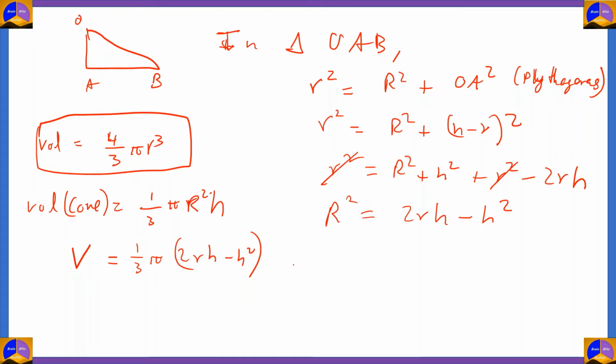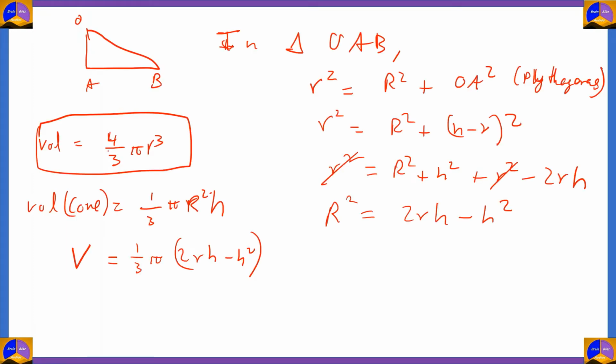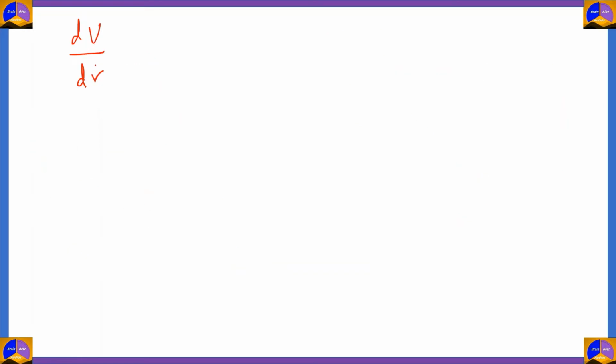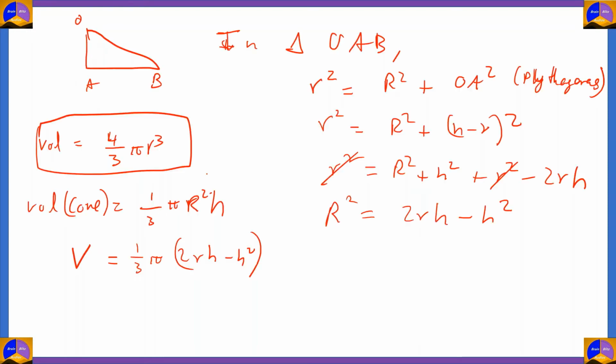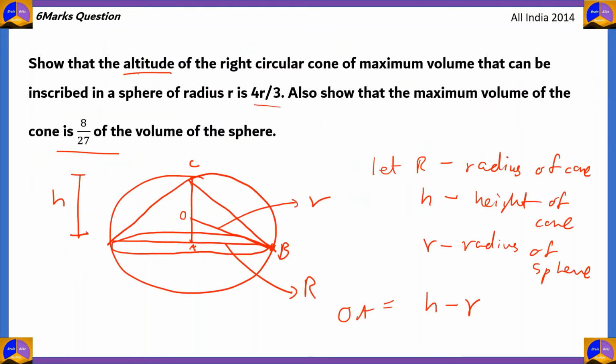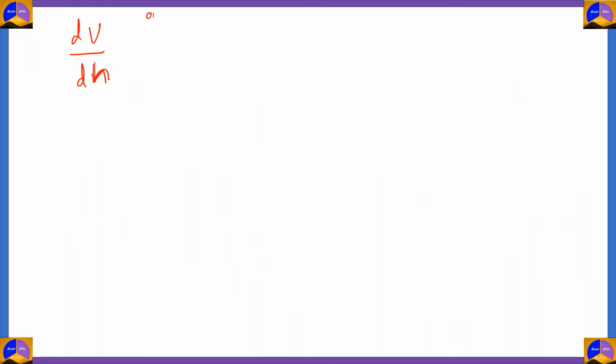Now, using the second derivative test. So first things first, we differentiate it with respect to r. No, actually, we differentiate it with respect to h. Since we have to find the altitude, we need to differentiate it with h. So on differentiating with respect to h.